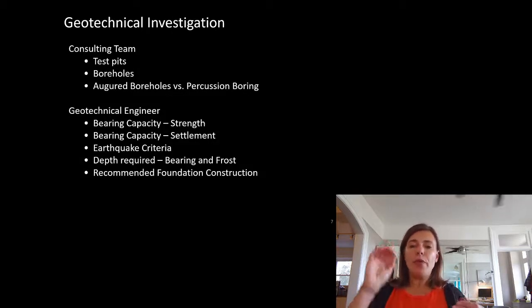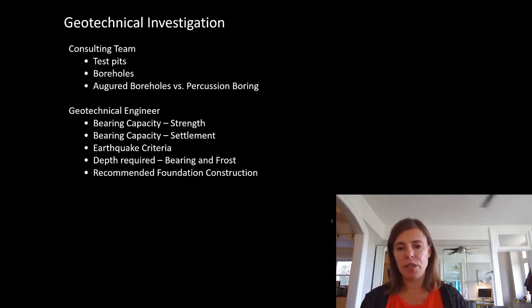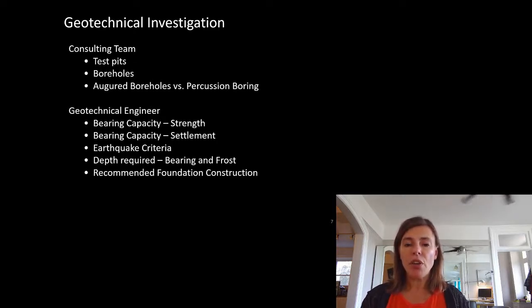So the information about the soil isn't done by the base building engineer. In fact, we are not allowed to make the decisions about the soil. We have it very strictly in our association and our clauses that we don't make that assumption. The geotechnical engineer also does not work for the architect or the engineer.